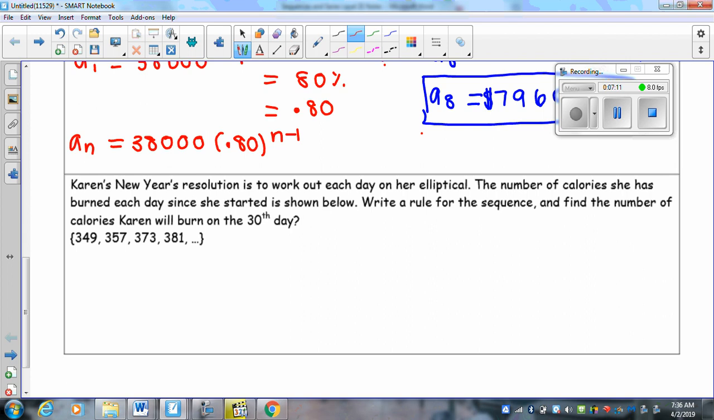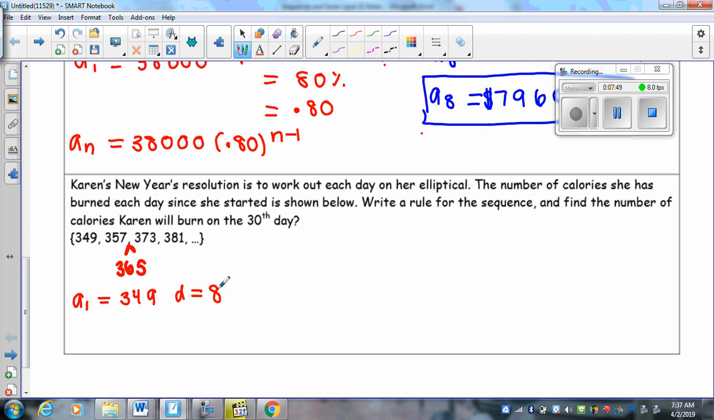Okay, so we need to figure out what our value is here. So I'm realizing here that I forgot a number in the sequence. So in between 357 and 373 should be 365. So if you will add that in for me, that would be awesome. This way, now we're increasing by 8 each time. So our A1 value is 349. Okay, our D value, we're increasing by 8 each time, so we're adding 8.